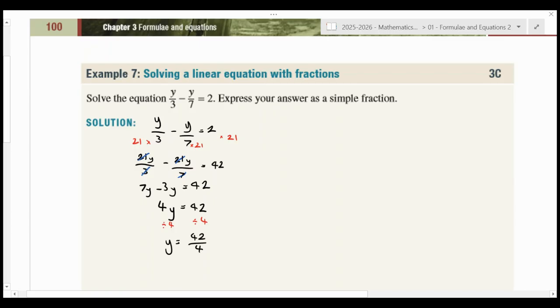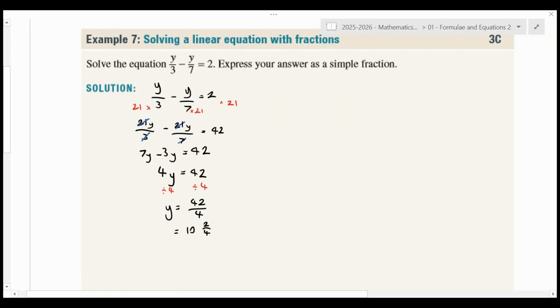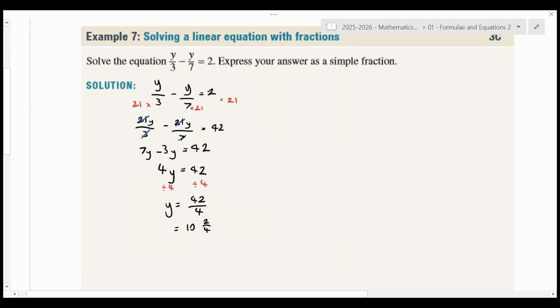Now, when we're doing these sorts of things, we want our fractions to be in their simplest form. So if you do this, you're going to end up with 10 and 2 over 4, which is lovely. However, 2 over 4 you can simplify down, and we're going to end up with 10 and a half. And that's our final answer.